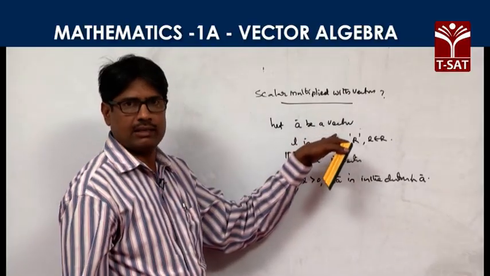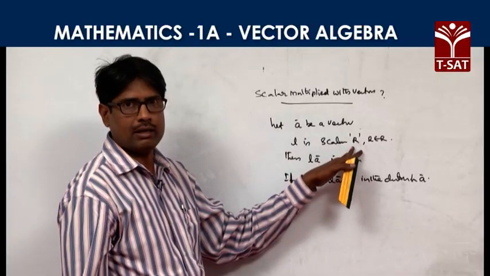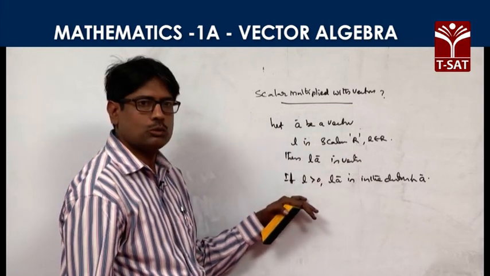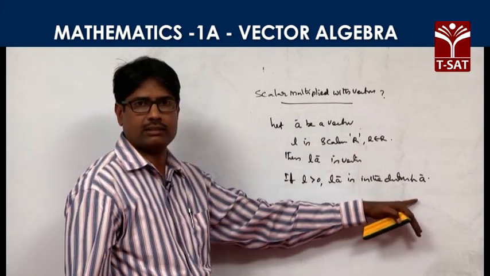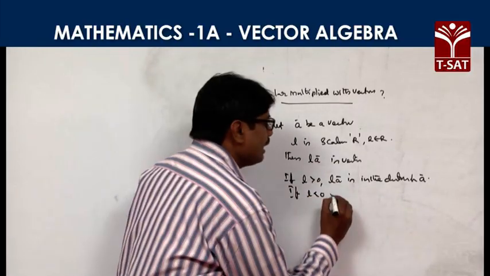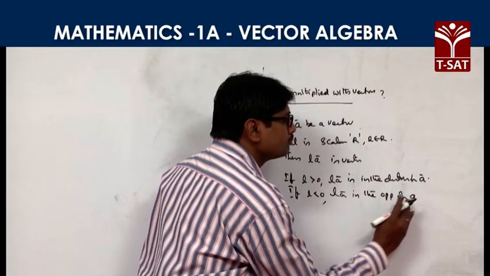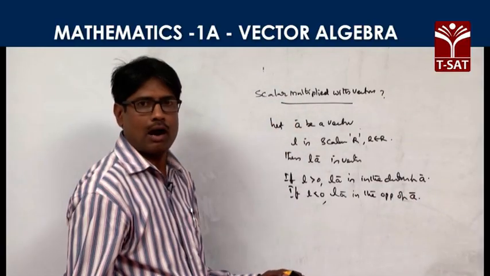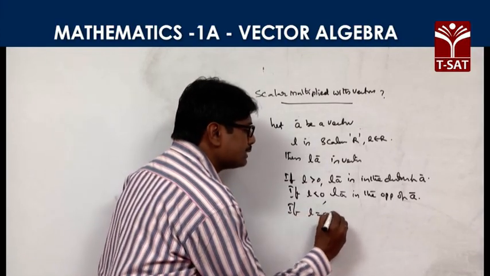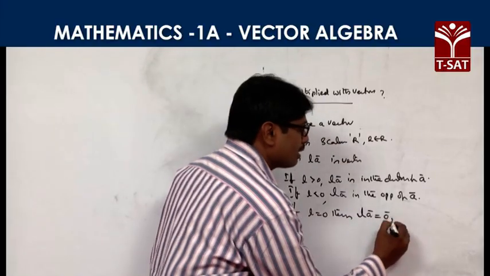Let A bar be any general vector concerned with the magnitude and the direction, and L is any scalar, a real number. Then LA bar is a vector quantity, and if L is positive, the direction of LA bar will be in the direction of A bar only. If L is negative, then LA bar is in the opposite direction of A bar. If L is equal to 0, then LA bar is equal to 0 bar, a null vector.